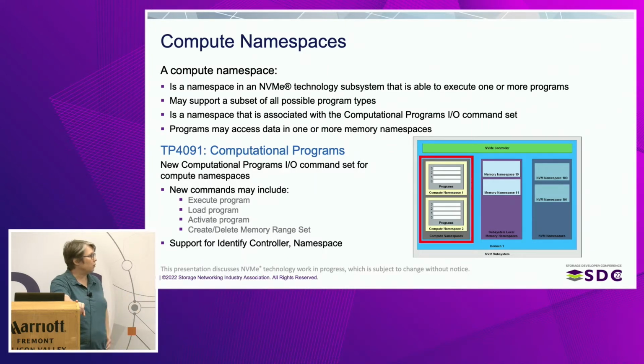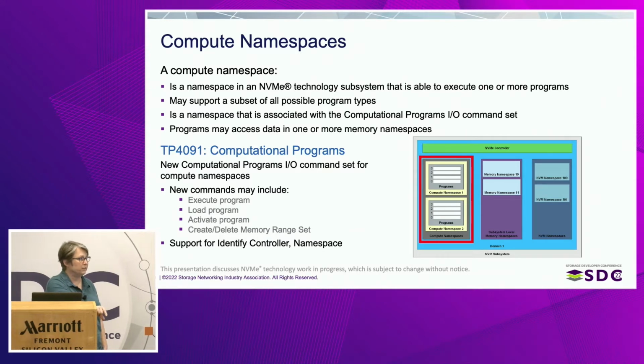The final commands are create and delete memory range set. Memory range sets are what we use to tell the device which memory this program is going to access, and that can be different on a per execution basis. Finally, we add support for discovery commands such as identify controller and namespace that tell you things about these compute namespaces. For example, how many programs can you download to this thing? How many programs does it support? Which memory can it reach? That kind of thing.